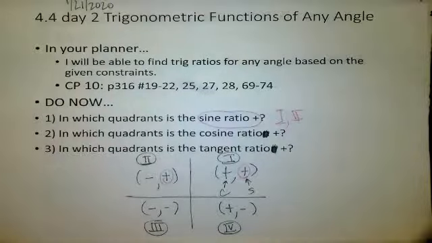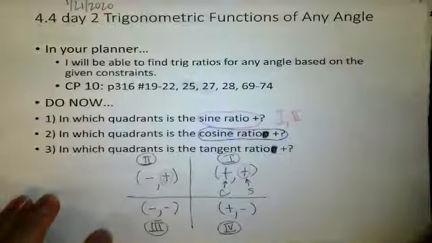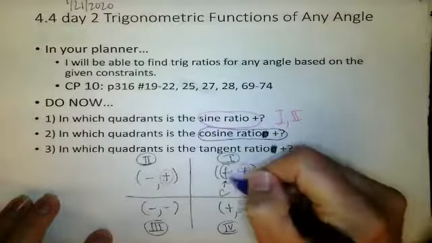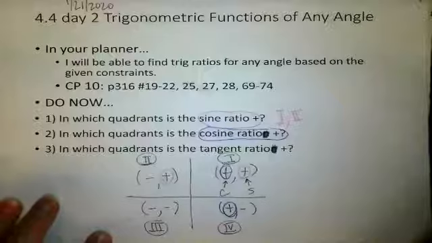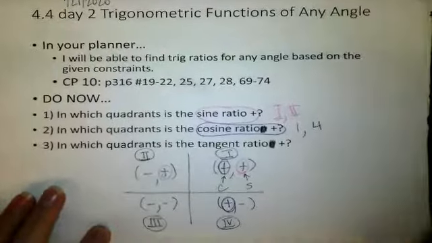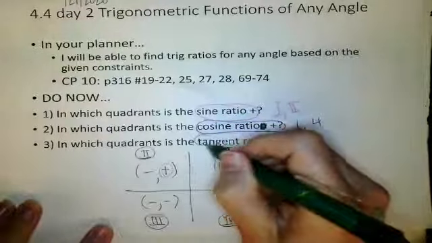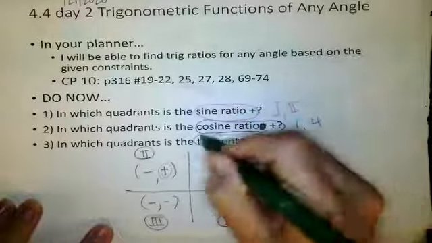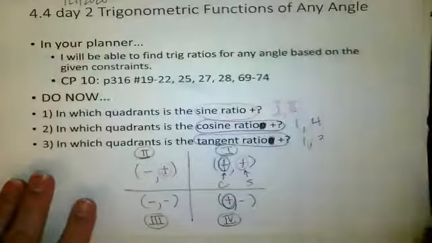All right. Then we have in which quadrants is the cosine ratio positive? 1 and 4. Very good. So right here, cosine is positive, and in quadrant 4, cosine is positive. So 1 and 4. I'm just going to write regular numbers now. And last but certainly not least, where is the tangent ratio positive? 1 and 3. Very good. How do you know that?